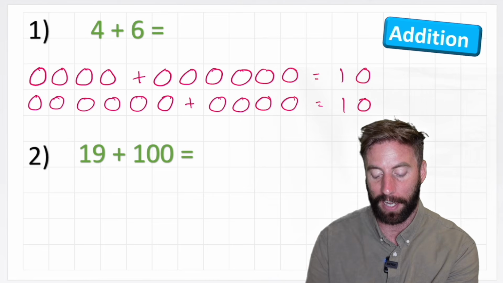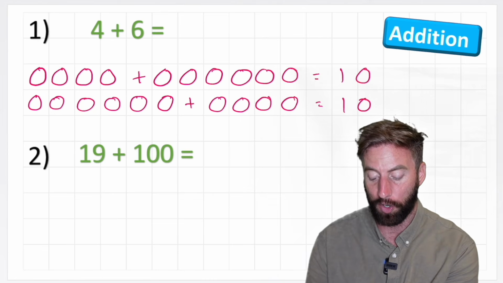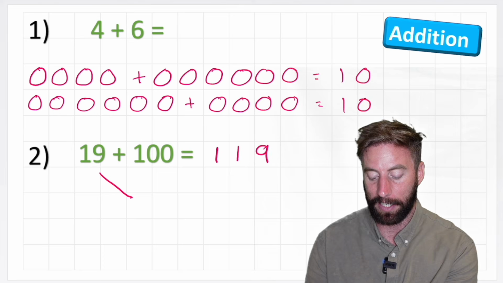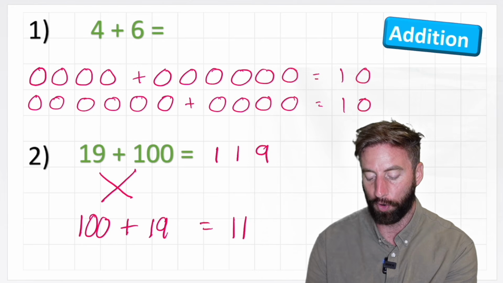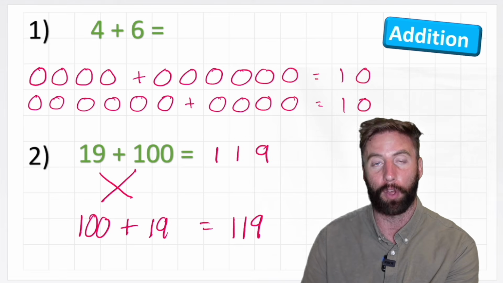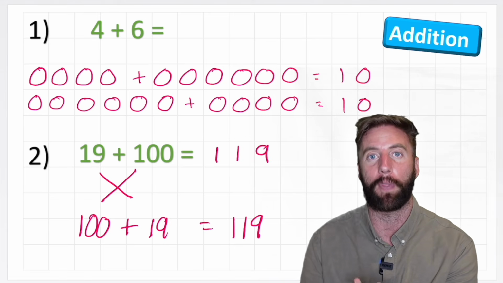Let's have a look at it with this second example. 19 plus 100 equals 119. But if I flick my addends the other way and I have 100 at the start and I add it to 19, I still get 119. And if I was a patient person and could draw out all those circles and balls, I could prove it with that model as well.